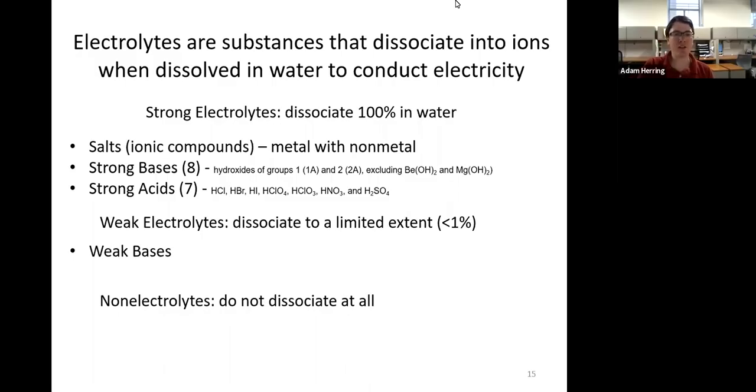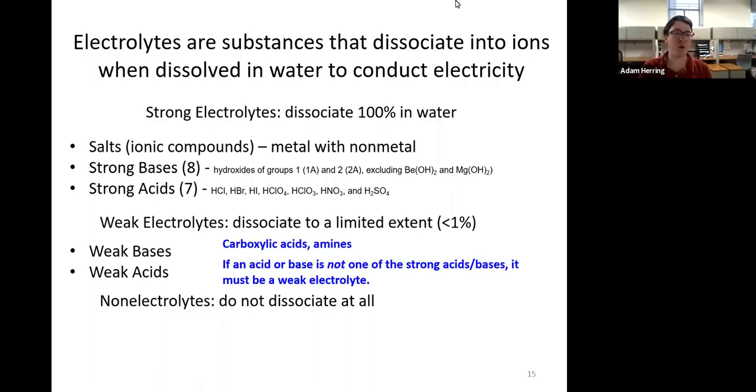For weak electrolytes, this includes weak bases and weak acids, which includes your carboxylic acids and amines. And essentially, if it's an acid or a base, but it's not on your list of strong acids or bases, it must be a weak electrolyte. Finally, we have our non-electrolytes, which don't dissociate at all, and this includes everything else.